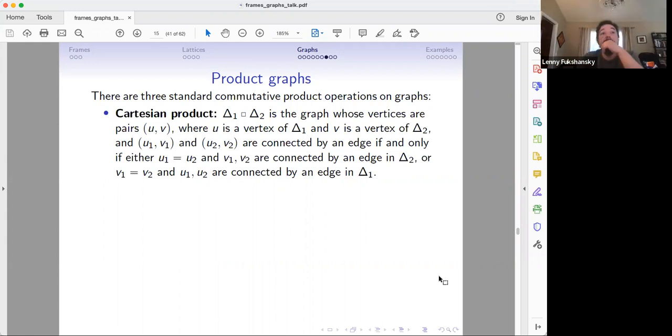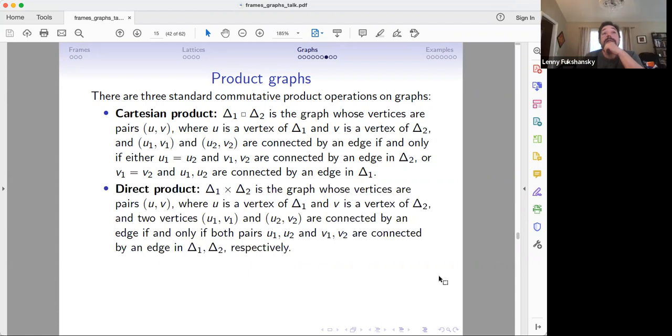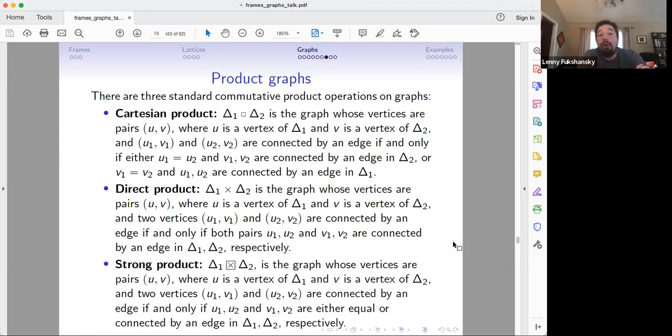So that's the Cartesian product. Another one is the so-called direct product, delta 1 cross delta 2. The square here and the cross are standard notation in graph theory. For the direct product, again the vertices are pairs, and two vertices are connected by an edge if and only if both pairs u1 and u2, and v1 and v2, are connected in their own graphs. Okay, and finally there's the strong product.